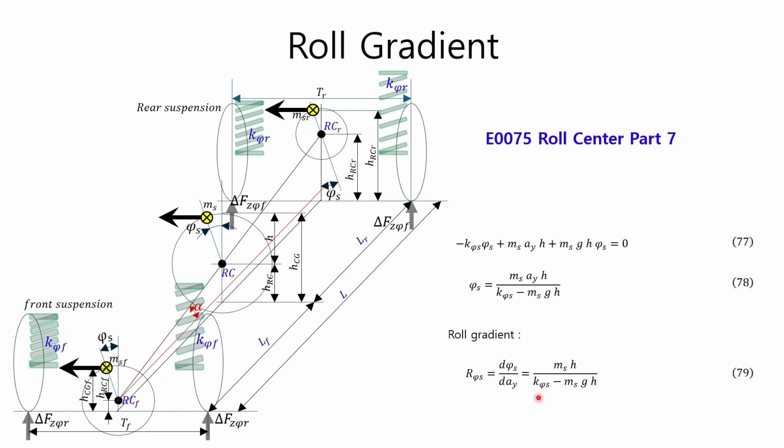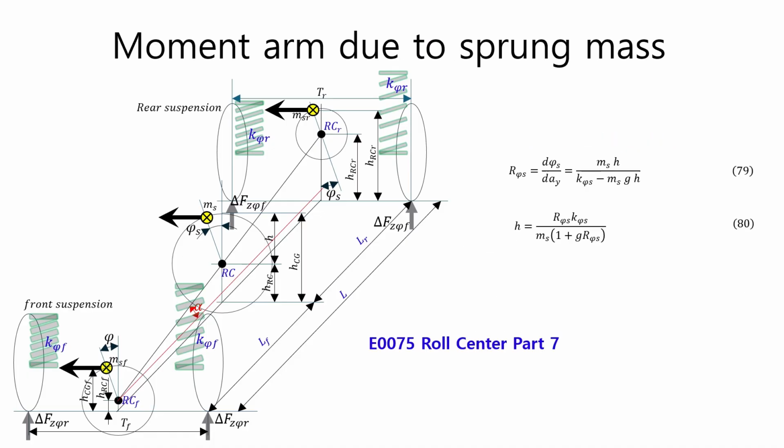The roll gradient r phi s is proportional to the sprung mass ms and the height from the roll center to the sprung center of gravity, as shown in equation 79, and is inversely proportional to the suspension roll stiffness minus the rolling moment generated by the sprung mass. The moment arm of the sprung mass about the roll center was obtained in the previous video, E0075, roll center part 7.